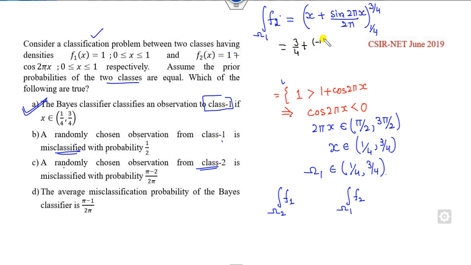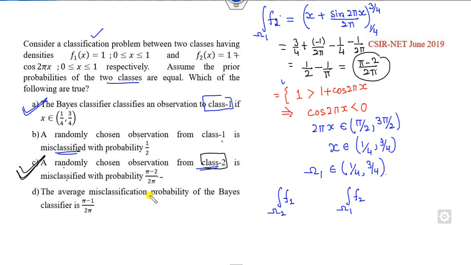The sine term gives minus 1 over 2 pi. Minus, when you substitute 1 by 4, it is 1 over 2 pi. So what is the answer? 2 by 4 is 1 over 2, minus 2 over 2 pi, so it's 1 over pi. Taking the LCM, it's (pi minus 2) over 2 pi. This is the probability of misclassification for class 2. You can see this is also the right answer.